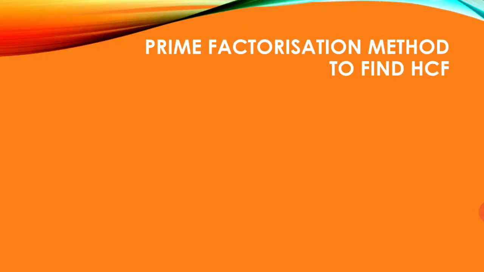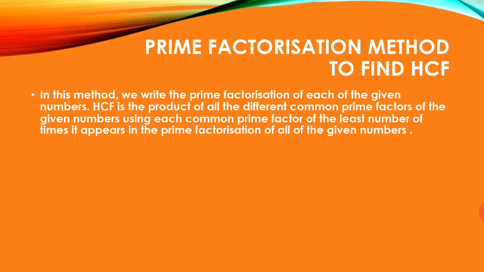Now prime factorization method to find HCF. In this method we write the prime factorization of each of the given numbers. HCF is the product of all the different common prime factors of the given numbers, using each common prime factor the least number of times it appears in the prime factorization of all the given numbers.